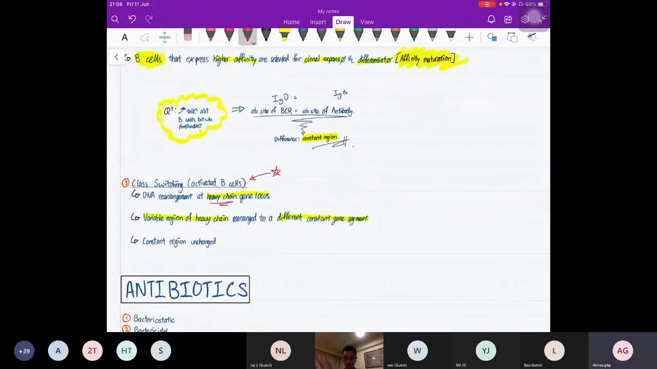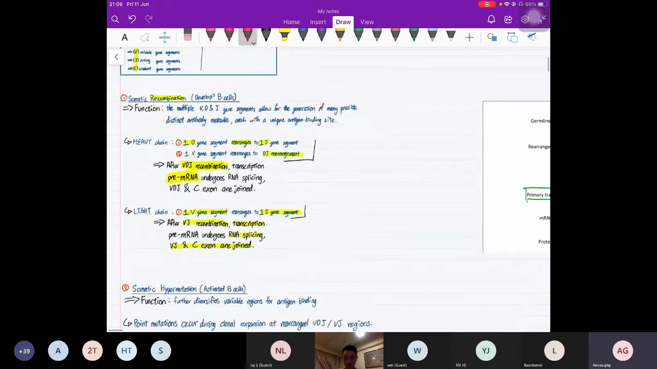So we recap the three mechanisms because it's been a lot. First mechanism, VDJ recombination, somatic recombination. Its function is just to generate as many antibodies as possible because you have multiple V, multiple D, multiple J, multiple C gene segments. You want to generate as many antibodies as possible. Why? Because you want as many unique antigen binding sites as possible so that any pathogen that comes into your body, you can get rid of it.